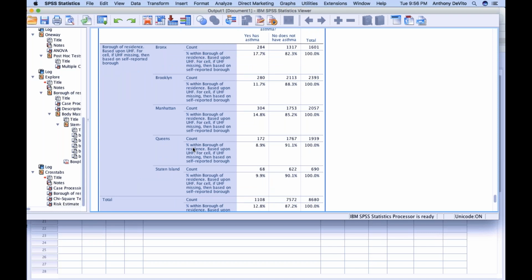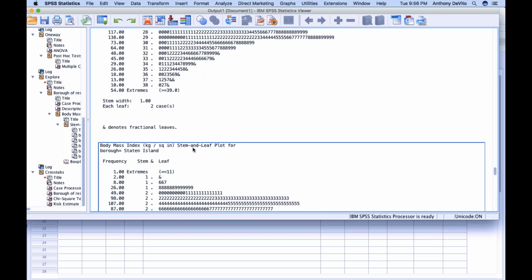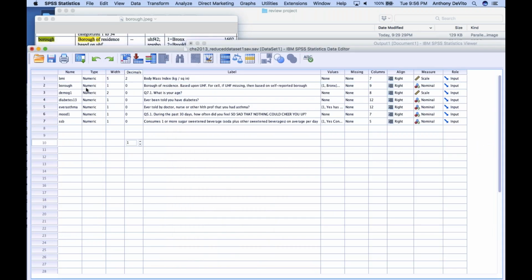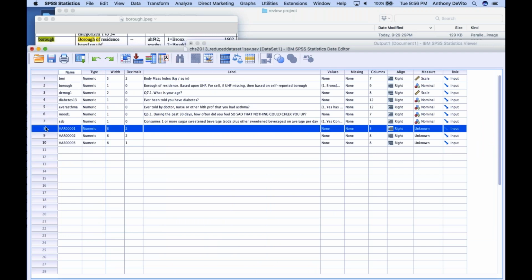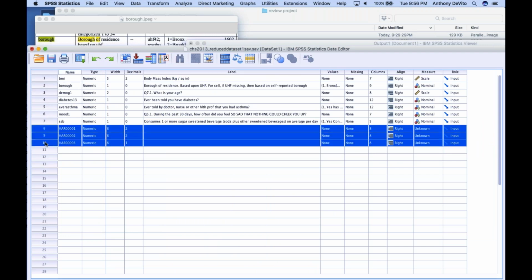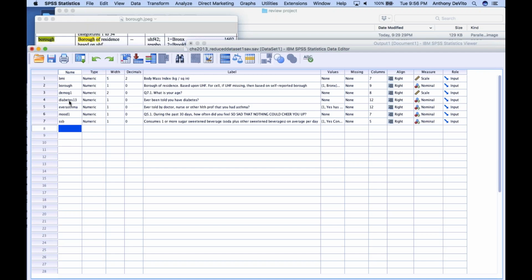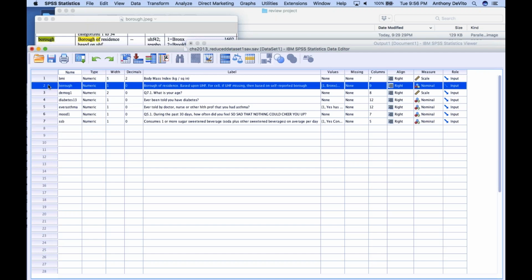Well, there are a couple of ways you could do that. One way is to create a new variable. So here is the boroughs, right? Oops, what did I just do there? Let me get rid of this. I just accidentally clicked down there. Okay, so here are the 5 boroughs of residence, the variable that indicates the 5 boroughs of residence.